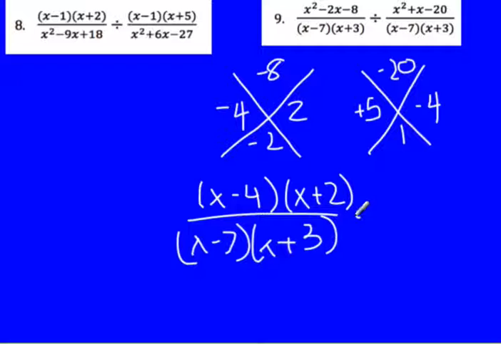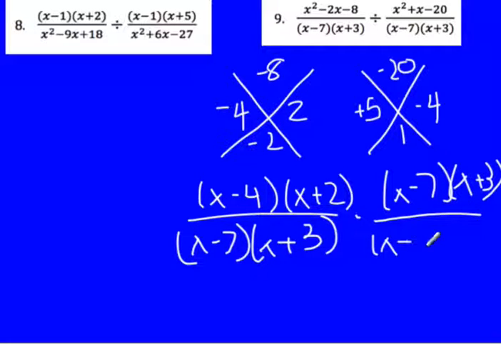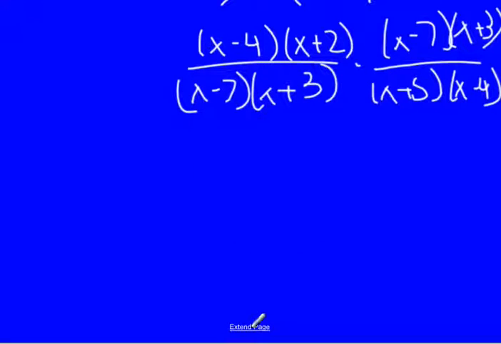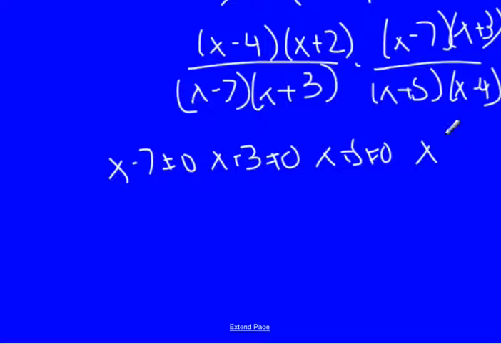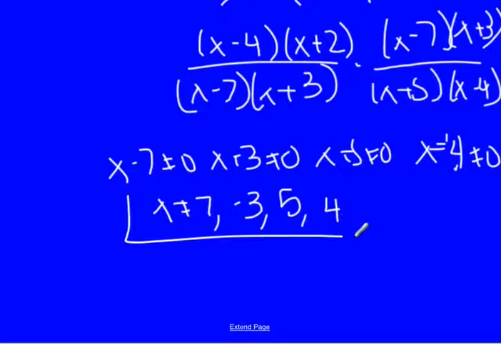So then again, we're going to flip that second fraction. So here we're going to have x minus 7, x plus 3, and on the bottom, x plus 5, x minus 4. Now we're going to start our excluded values. x minus 7, x plus 3 is not equal to 0, x plus 5 is not equal to 0, x minus 4 is not equal to 0. So now we end up getting that x cannot be 7, negative 3, 5, and 4. So those are your excluded values.